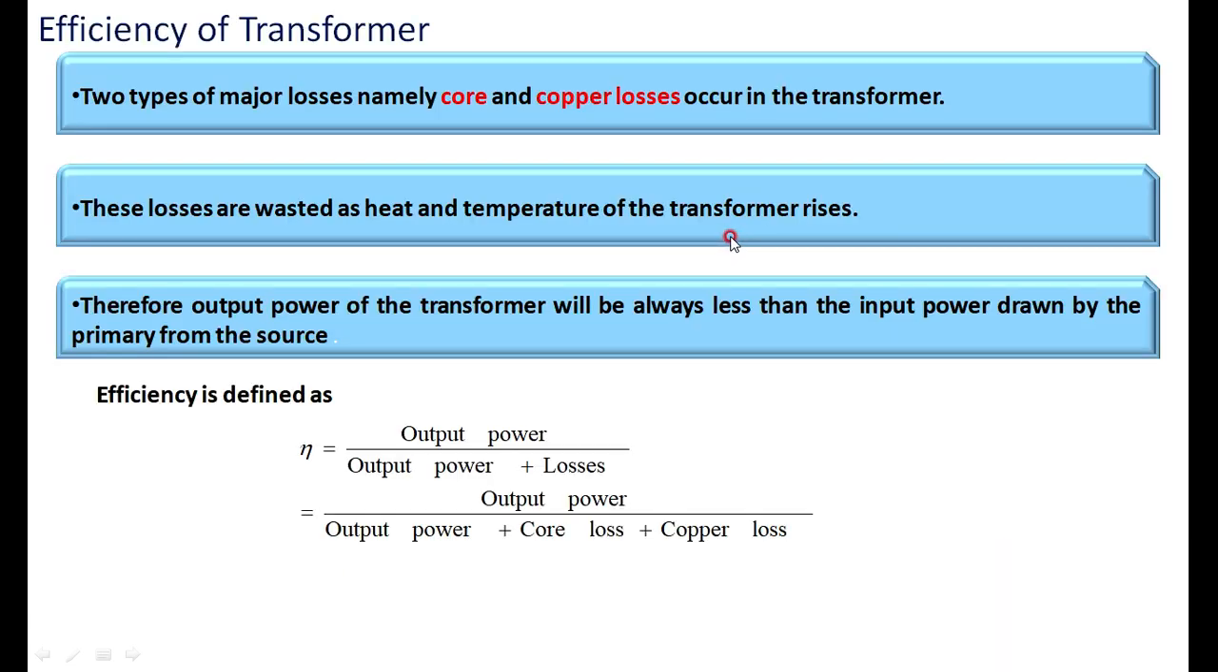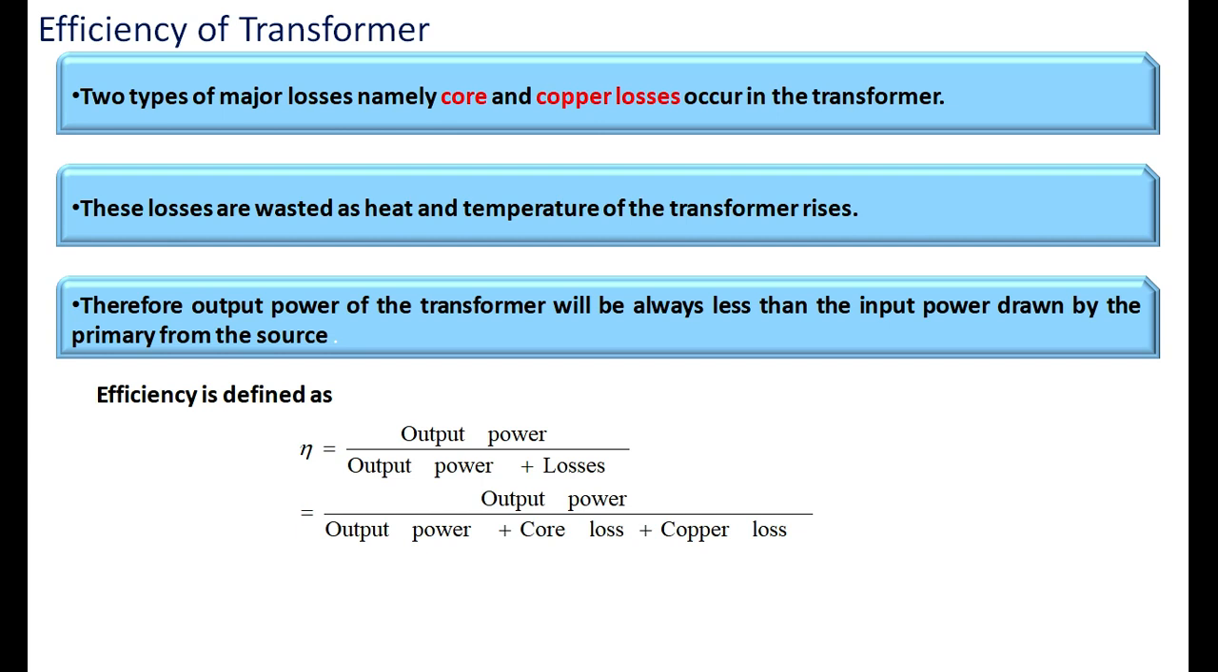Once again, you can recall in the last session we already discussed the efficiency of the transformer. Basically, there are two types of losses occurring in the transformer, that is core loss and copper loss, where the core loss is constant irrespective of the load, whereas the copper losses are variable. As the load varies, the copper losses vary. Because of these losses, heat is dissipated in the transformer, producing a rise in the temperature of the transformer.